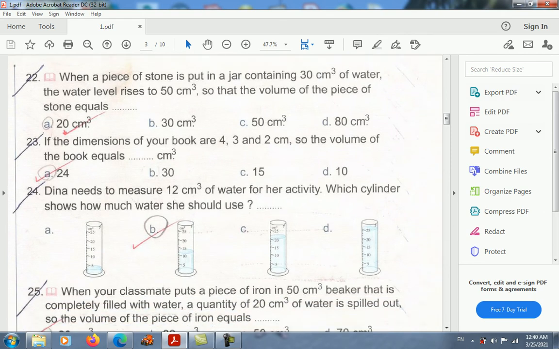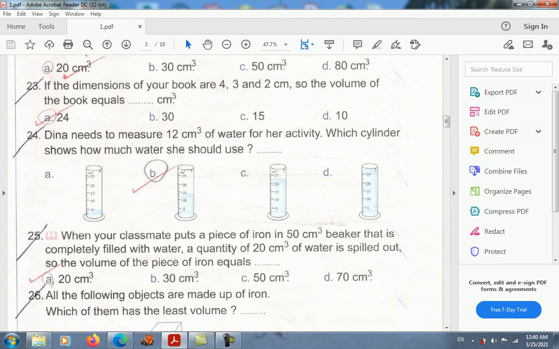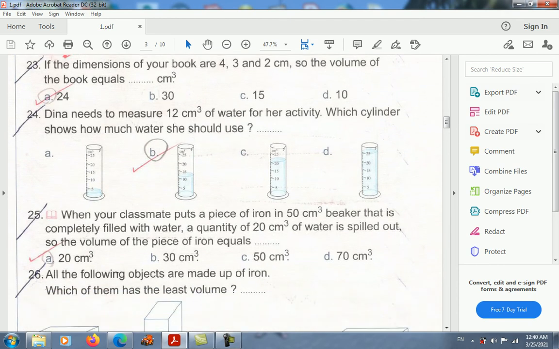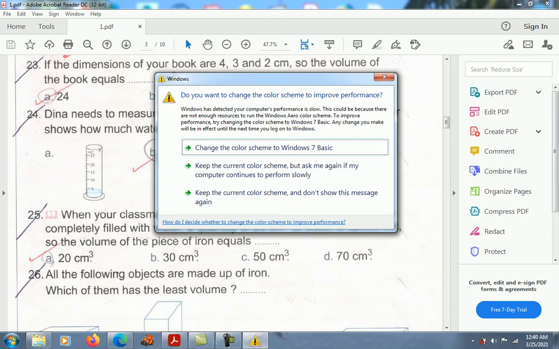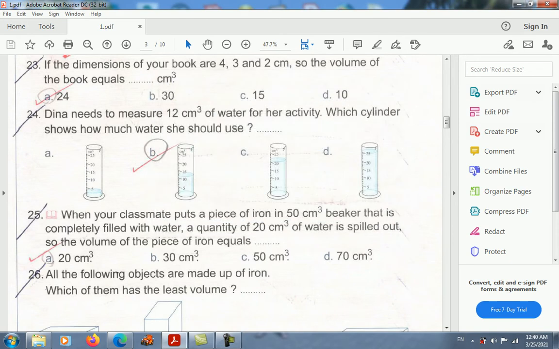22. When a piece of stone is put in a jar containing 30 centimeter cube of water, the water level rises to 50 centimeter cube, so the volume of the piece of stone equals 20 centimeter cube. 23. If the dimensions of your book are 4, 3, and 2 centimeter, the volume of the book equals, of course, the multiplication of 4 by 3 by 2, which is 24 centimeter cube.